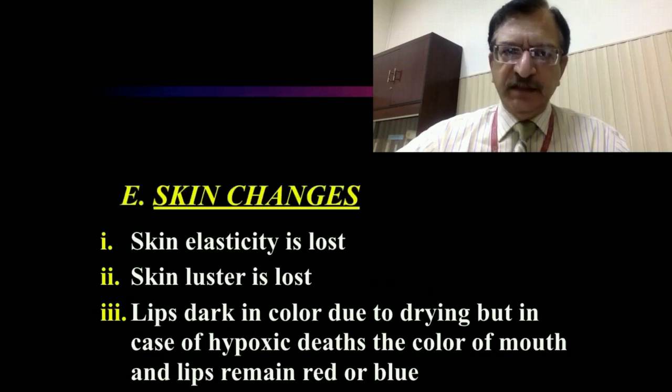Now the skin changes which appear at the time of death and in the early period after death. Skin loses its elasticity. The luster is lost. The lips become dark in color due to drying. But in cases of hypoxic death, the color of the mouth and lips remains red or blue. They become cyanotic, or because of certain poisons, they may become reddish, congested.